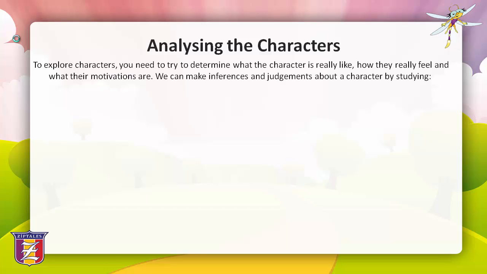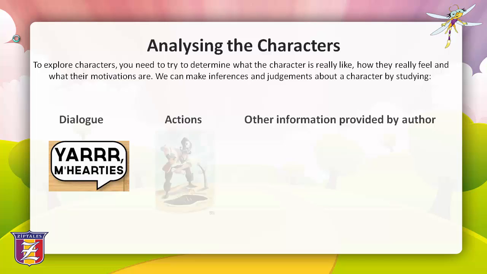Identifying subtext by analysing the characters means trying to determine what they are really like, how they actually feel according to their true emotional states, and what their motivations are. We can make inferences and judgments about a character by studying their dialogue, their actions, and also the information provided by the author.